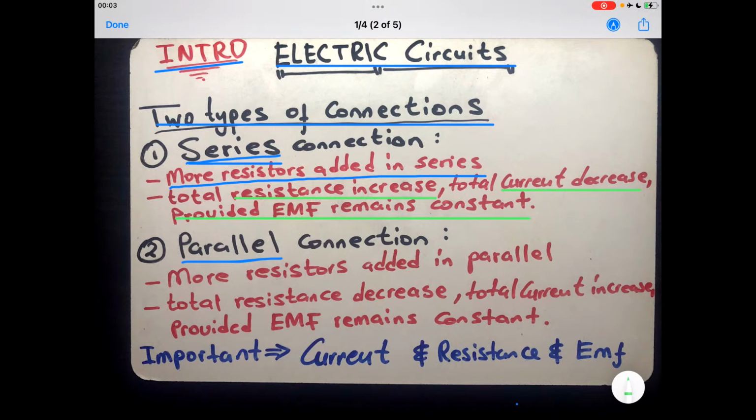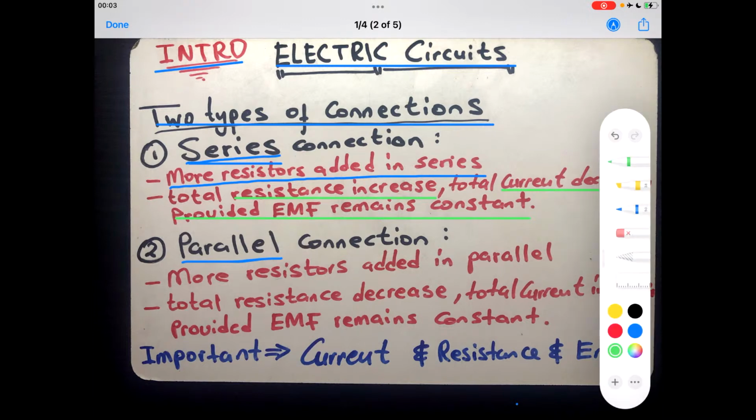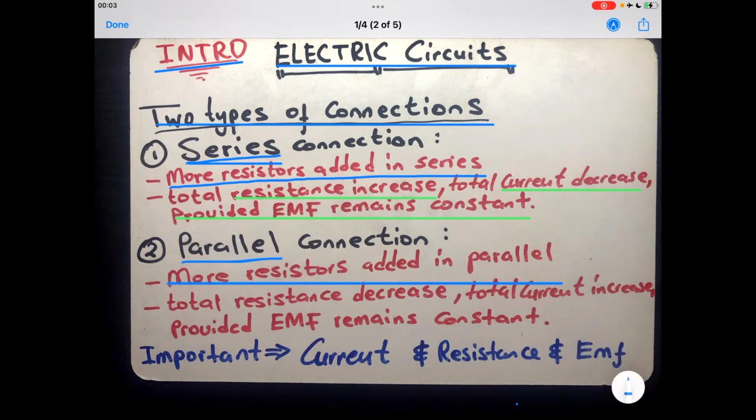Under parallel connection, that's when we have more resistors connected or added in parallel. Again, under parallel, lastly, total resistance decreases, and then total current increases. All of this is provided that the EMF remains constant.